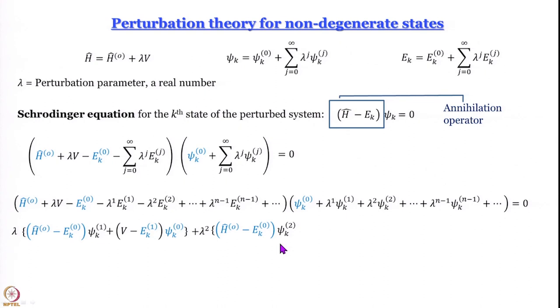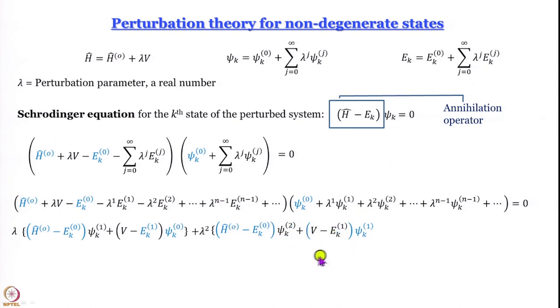What else do I have? Do I have anything in the first order correction to the wave function? So, here I have lambda psi k first. If that is operated upon by again lambda v, then lambda square will come out, and if it is operated upon by this lambda into E k first, then once again lambda square will come out. So, the second term is v minus E k first operating upon psi k first.